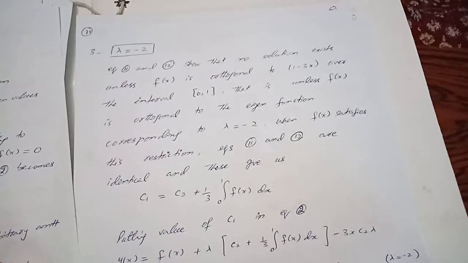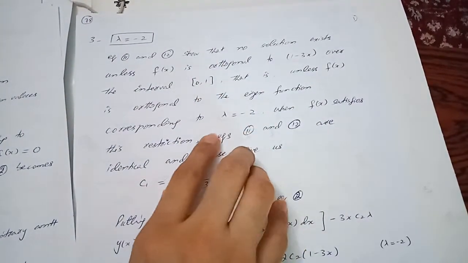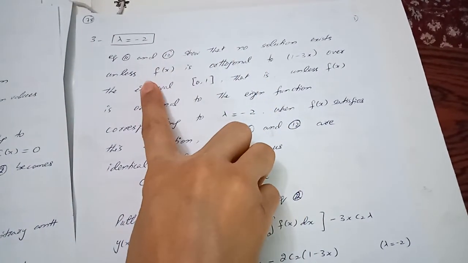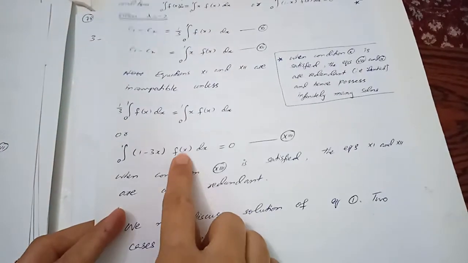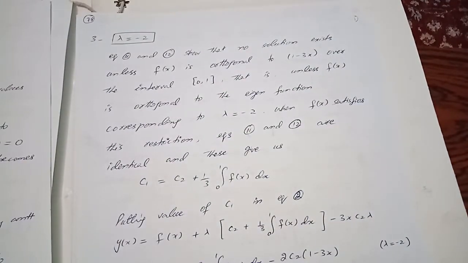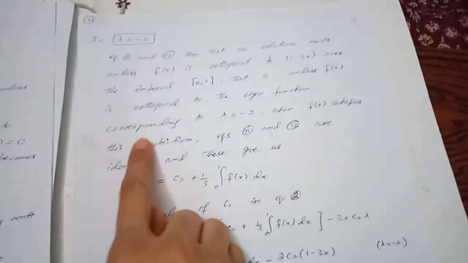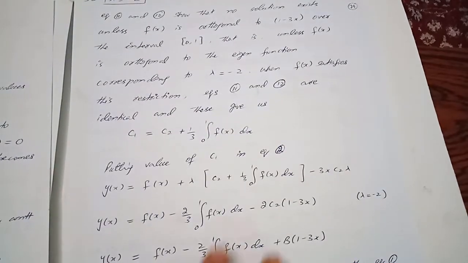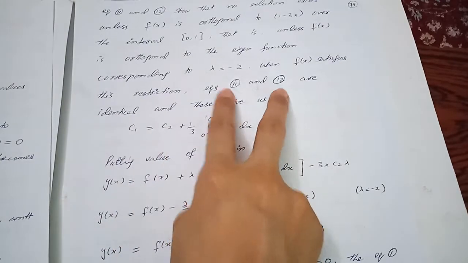Now comes case 3, for lambda equals minus 2, the same as we did for case 2. Equations 11 and 12 show that no solution exists unless f of x is orthogonal to 1 minus 3x, this one. You can see in this integral, unless f of x is orthogonal to the eigenfunction corresponding to lambda minus 2. When f of x satisfies this equation, equations 11 and 12 are identical and we will get this equation from 11 and 12.